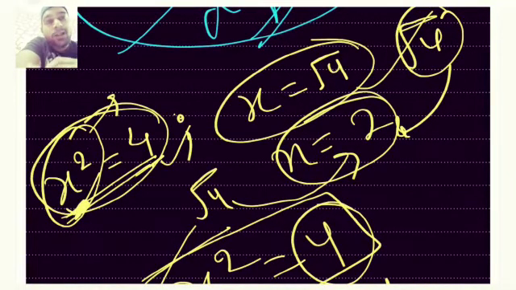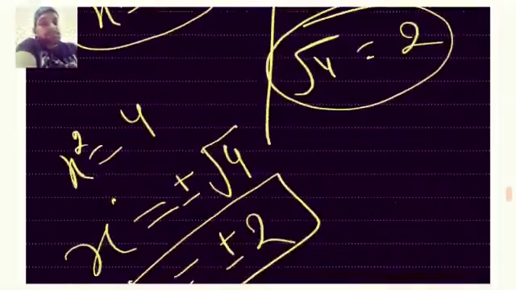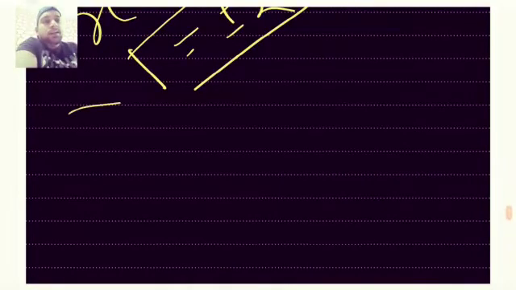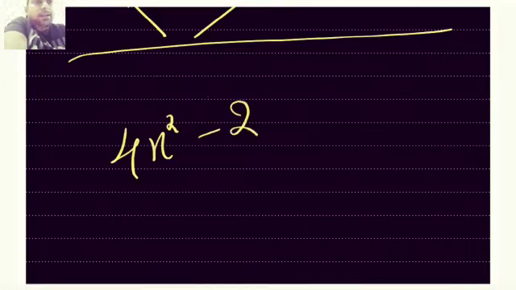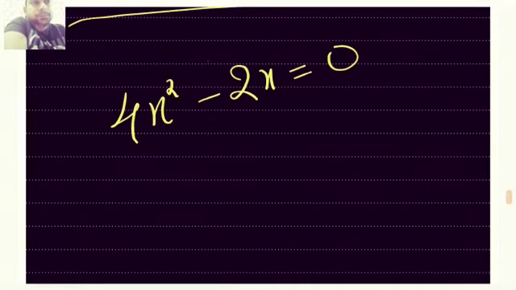These are very small and simple points which can be asked in objectives, right? So it's very important. Now another important thing I would like to tell you: suppose there is an equation 4x square minus 2x is equal to 0. Suppose this is an equation, right?